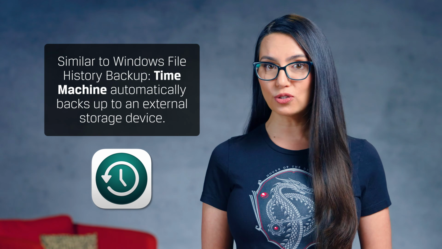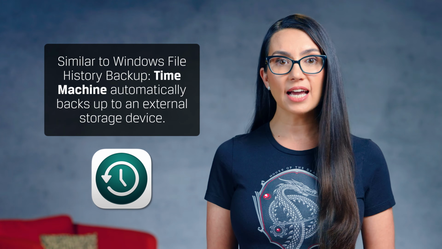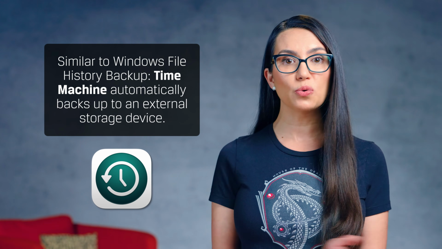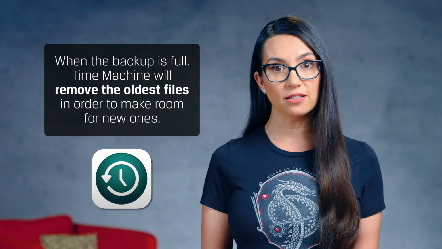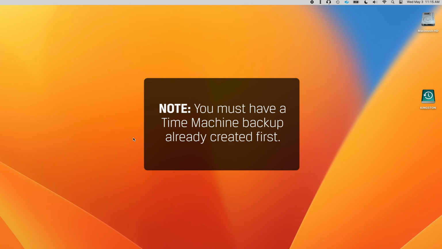Next, check your Time Machine. No, not that Time Machine, but your Time Machine backup. Similar to Windows File History Backup, Time Machine automatically backs up to an external storage device. This backup could happen weekly, daily, or even hourly. However, when the backup is full, Time Machine will remove the oldest files in order to make room for new ones.